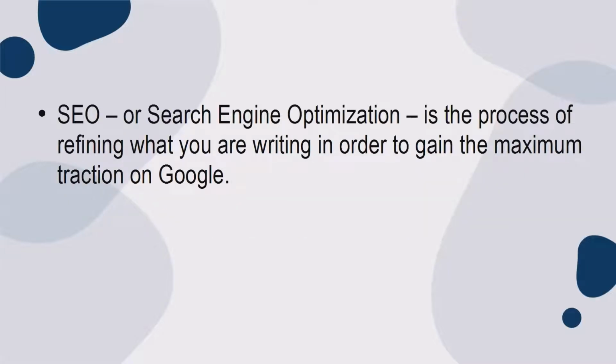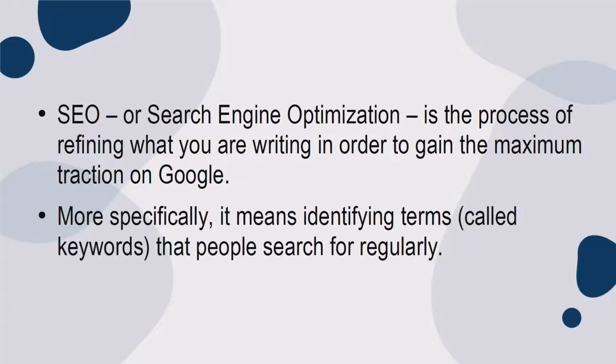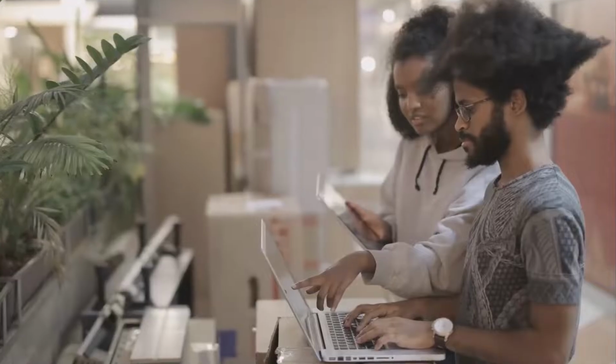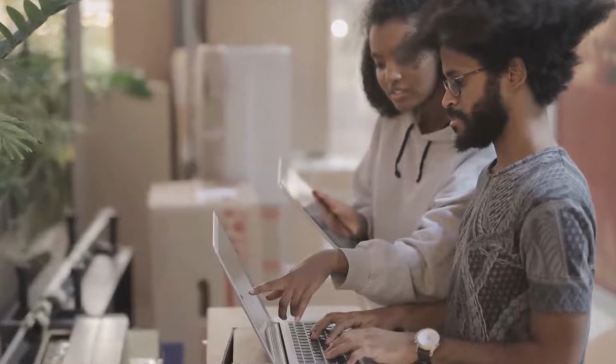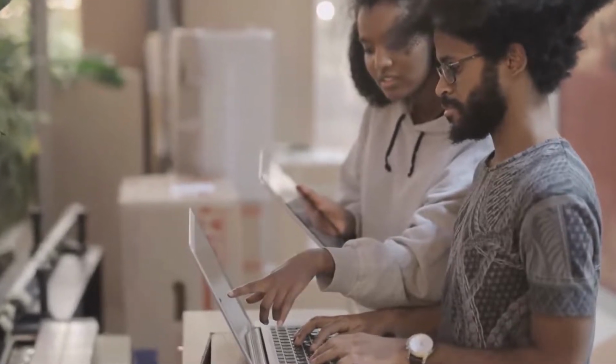SEO, or search engine optimization, is the process of refining what you're writing in order to gain the maximum traction on Google. More specifically, it means identifying terms, called keywords, that people search for regularly. This means that you can get your article to turn up in search results, which in turn provides a way for the right people to find it.